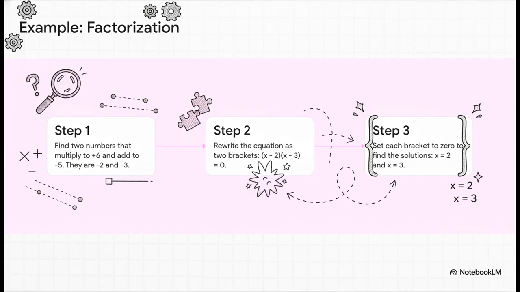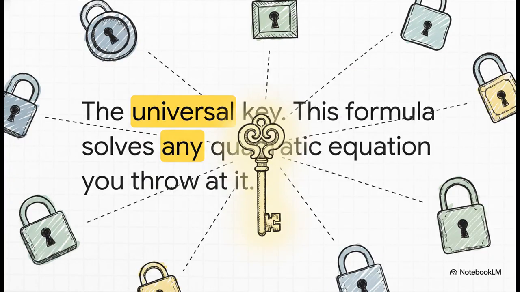So for step 2, we just rewrite the equation as 2 simple brackets. Now think about it. For that whole thing to equal 0, either the first bracket has to be 0 or the second one does. That's step 3. And that gives us our 2 solutions. x can be 2 or x can be 3. Simple as that. But here's the thing about factorization. It doesn't always work, especially when the numbers get a little messy.